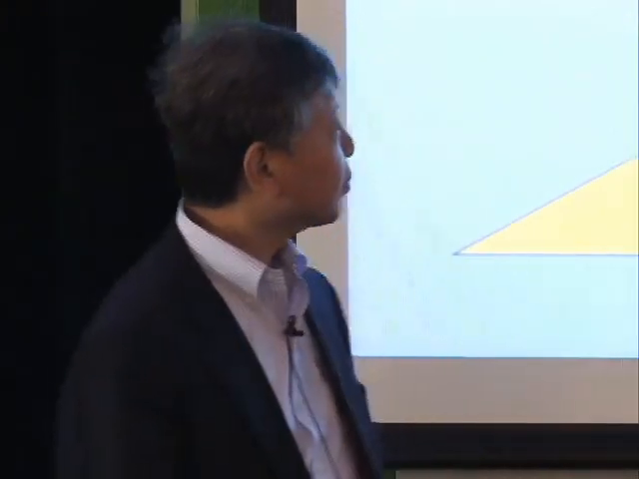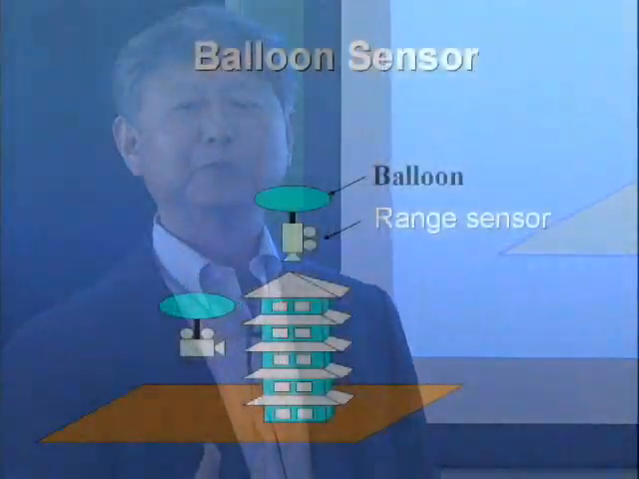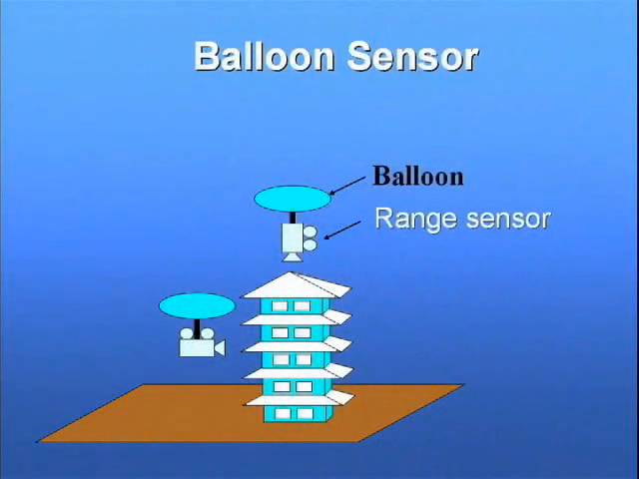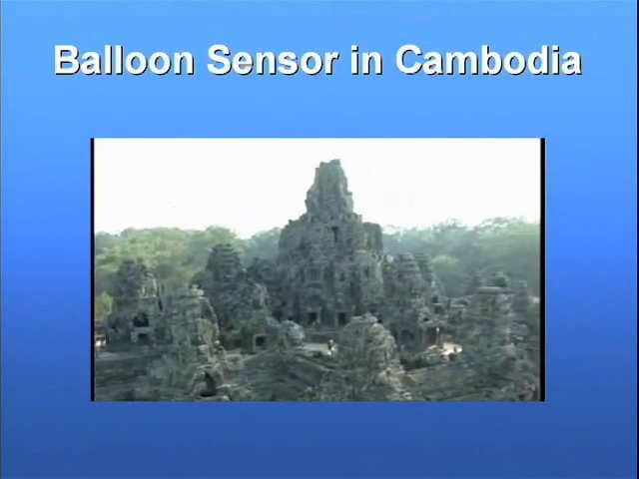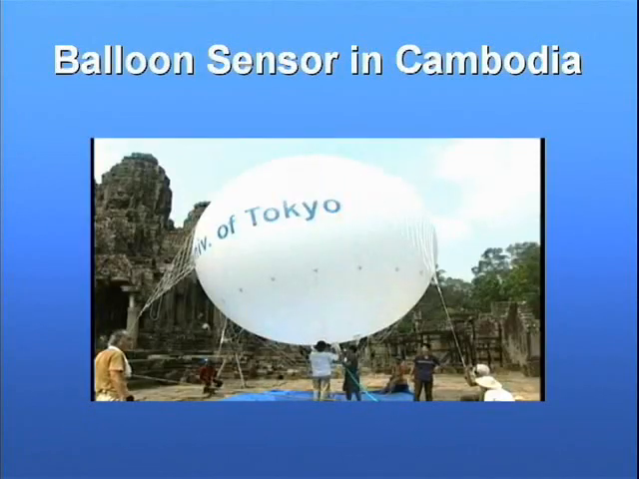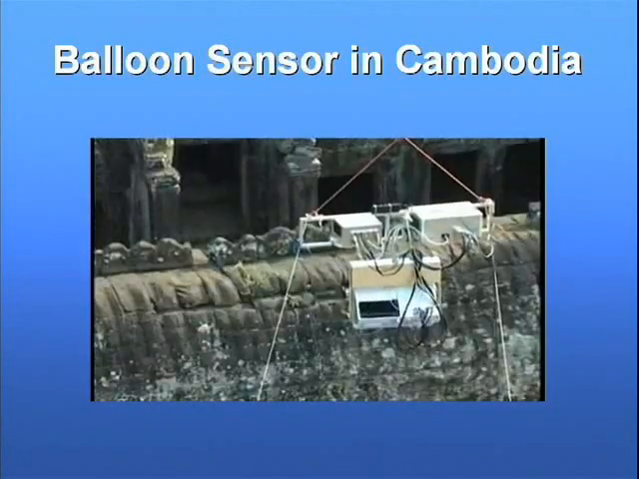Well, what we did was hang a laser range sensor under a balloon. Of course, by using this, we can guarantee various viewing directions. And this is a scene where we are obtaining data by using balloon sensors. This is the balloon. This is not important. This is important.